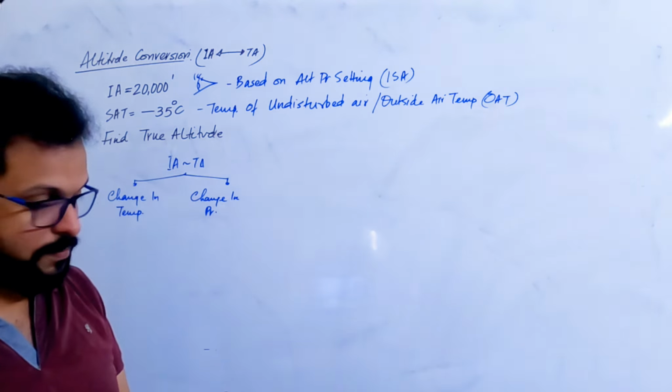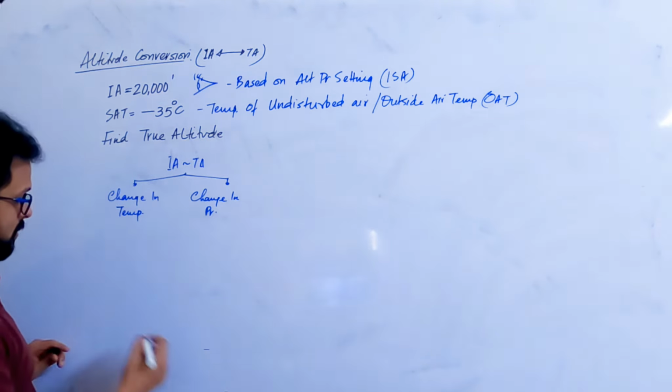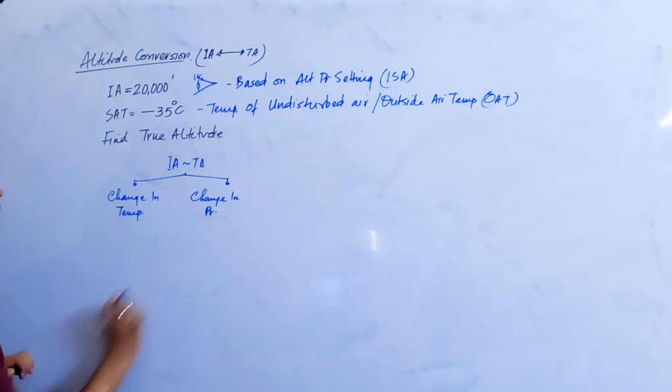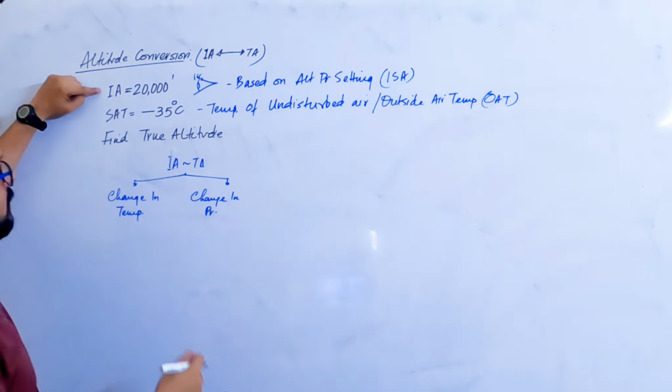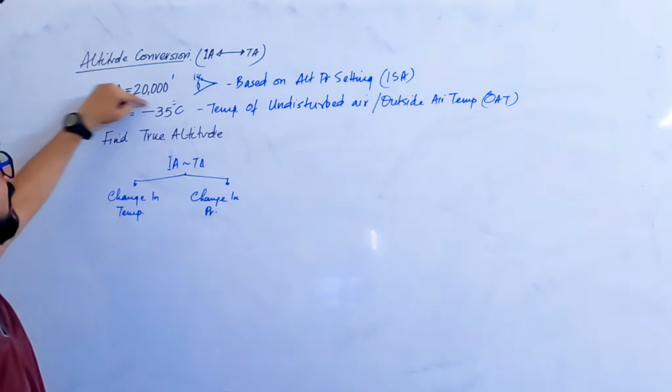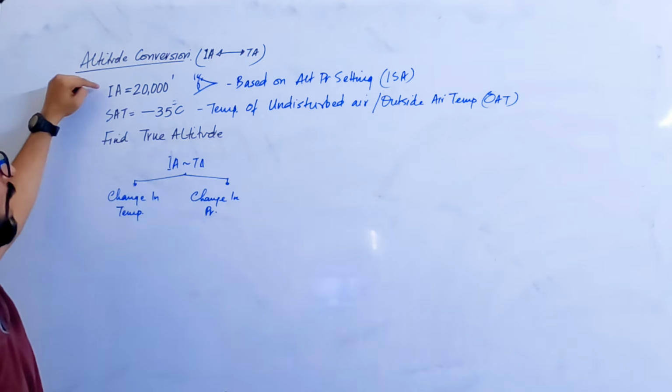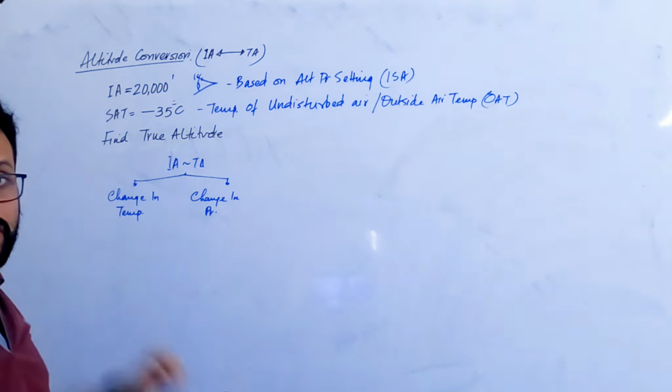That's what we are trying to do here. Alright? So let's think about it. What do you think is the ISA temperature at this particular height of 20,000 feet?